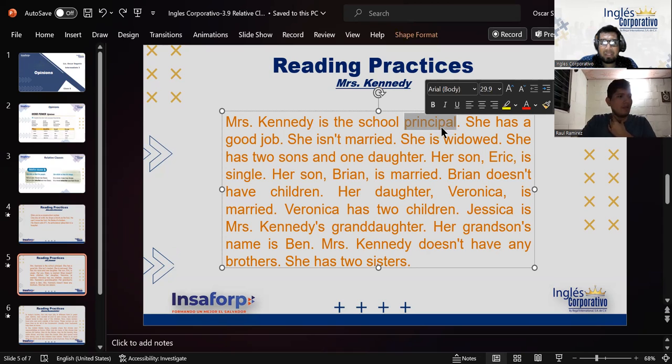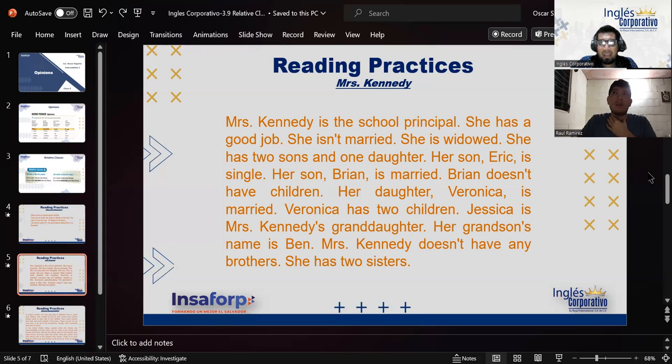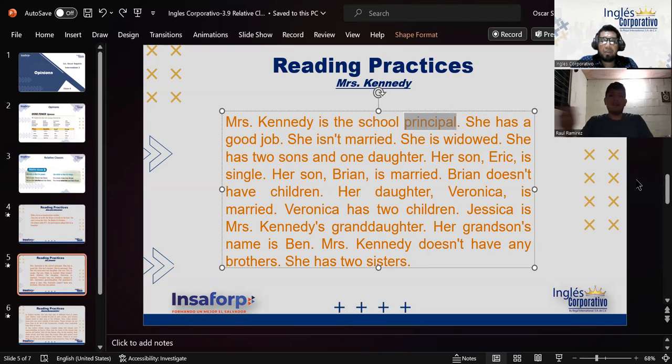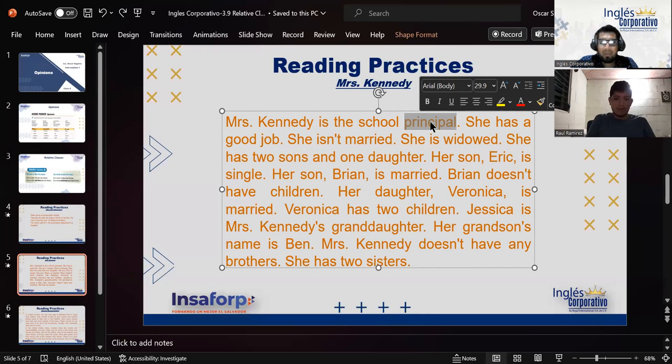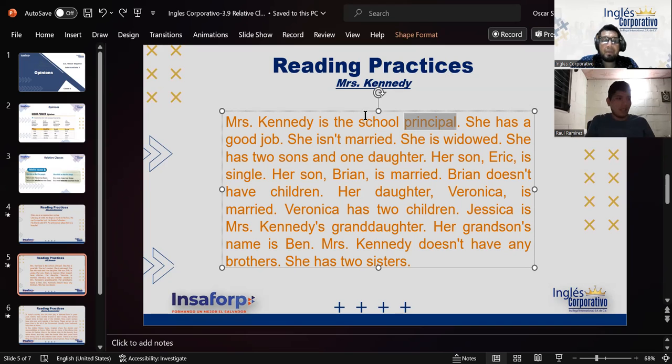¿Esa palabra sabemos qué significa? Principal. Similar a university. Not really. Principal is como en español tenemos el director. So yeah, okay, a principal in a school is going to be, as we would say in Spanish, the director. Sí, en español sería director, en inglés se dice principal.